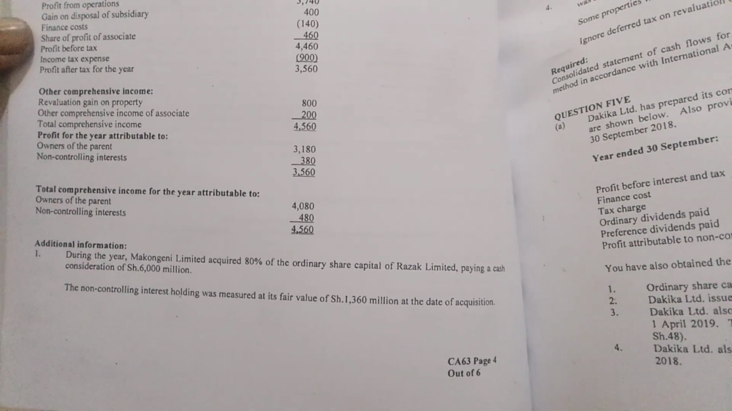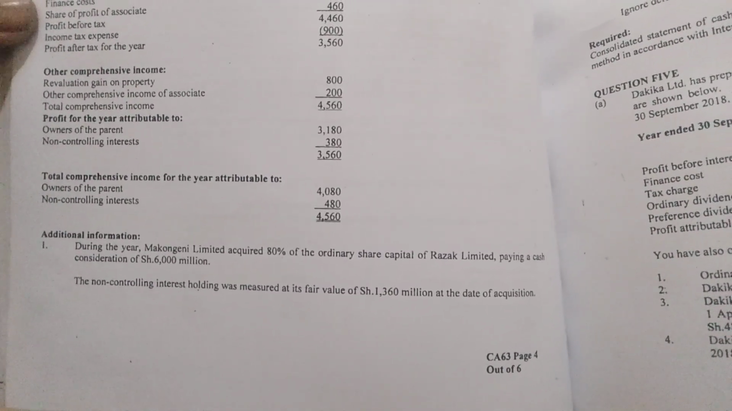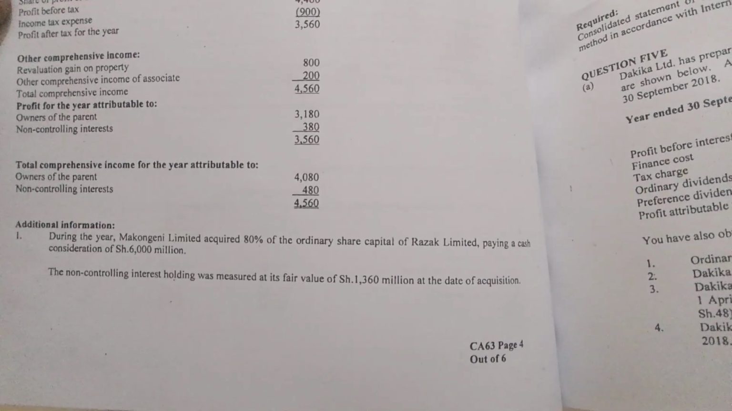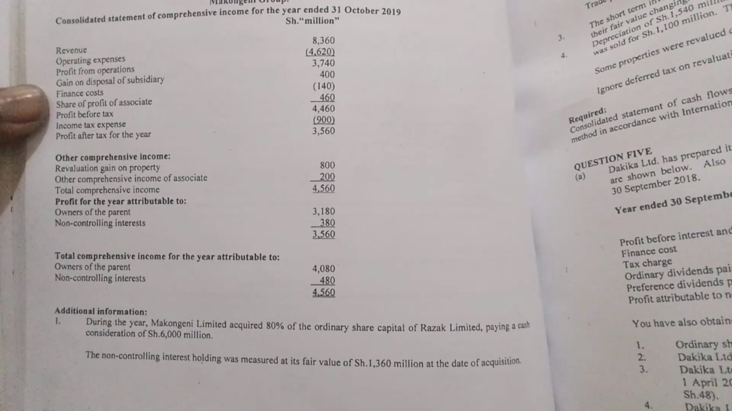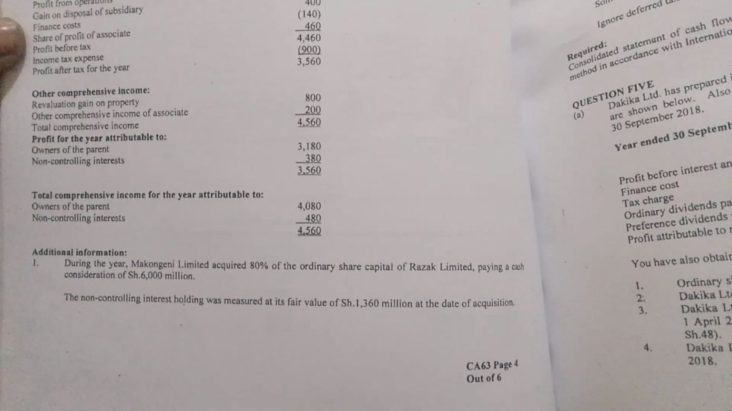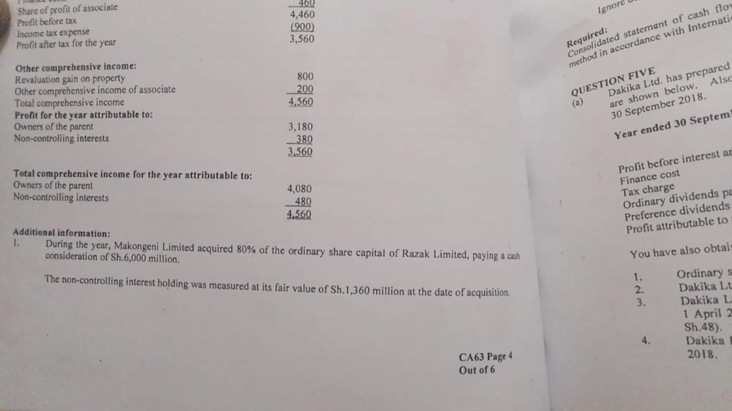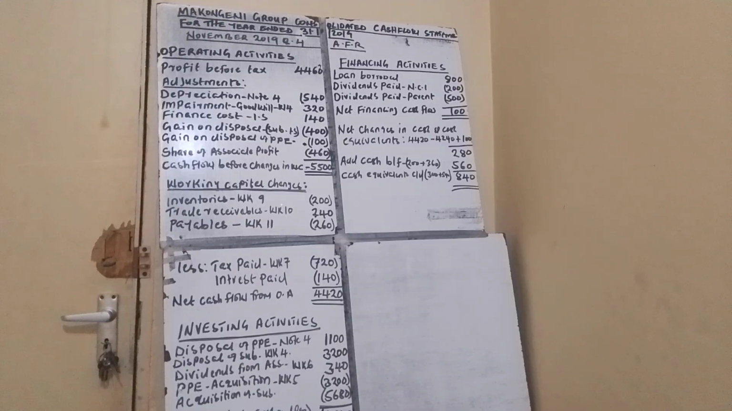Then other comprehensive income: revaluation gain on property, other comprehensive income of associate, total comprehensive income. Then profit for the year attributable to owners of the parent and NCI. Then you have total comprehensive income for the year attributable to owners of the parent and NCI. Okay, with that, the next part now, we go to the additional information.